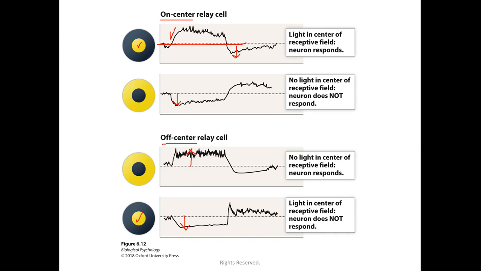And it's the actions of these cells, on-center and off-center cells, that allow us to see this illusion known as Mach bands that we'll talk about later in this lecture, but not just yet. Oh, never mind. We'll talk about it next.